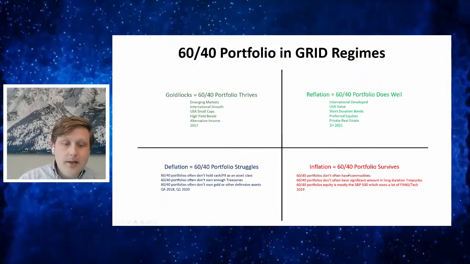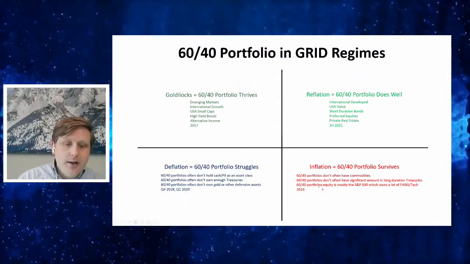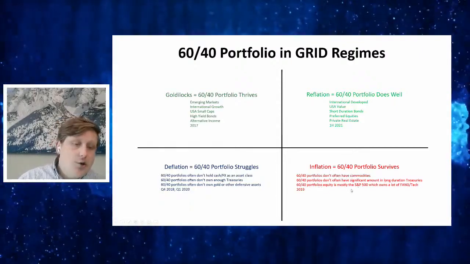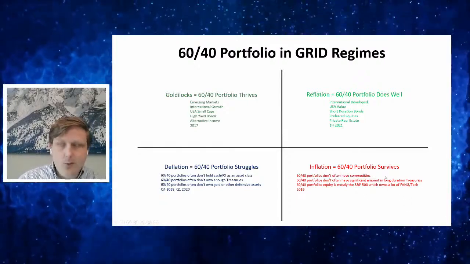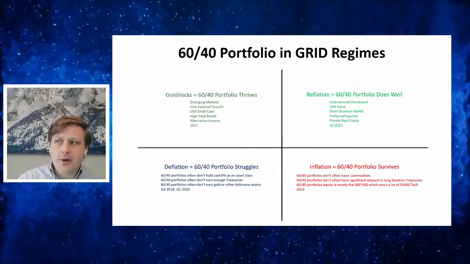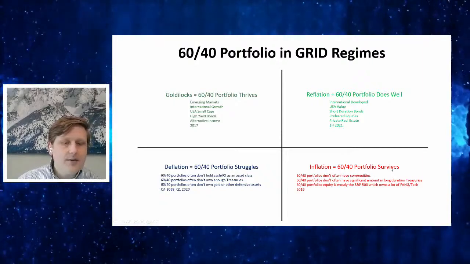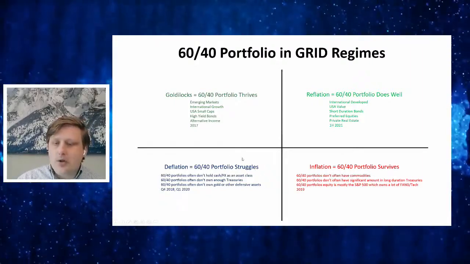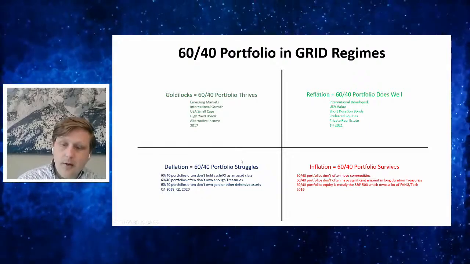It doesn't do well because it doesn't have commodities. It doesn't have long duration treasuries, but it does have a heavy allocation usually to the S&P 500, which has tech, which has a lot of the FANG names, which are somewhat insulated from inflation and actually benefit from an economic slowdown because they're growing in excess of the economy. So the portfolio survives in inflation, but it really struggles in deflation, as we've seen historically in other times and in the back tests.